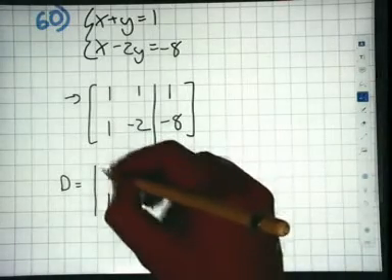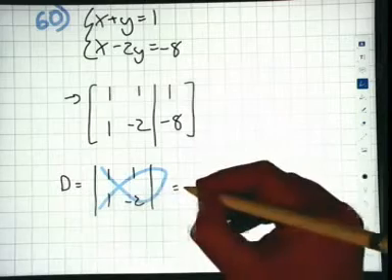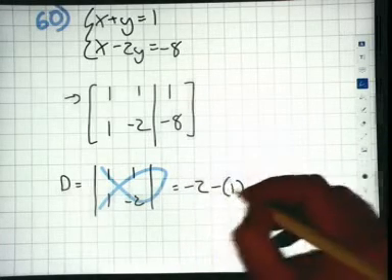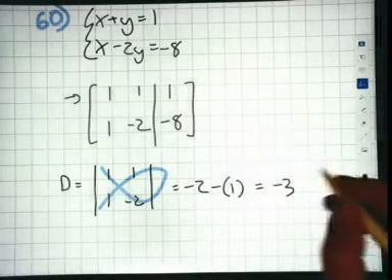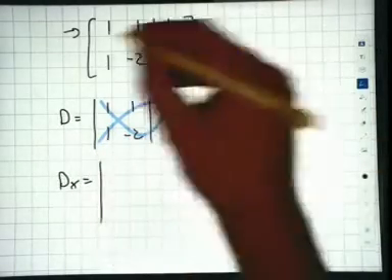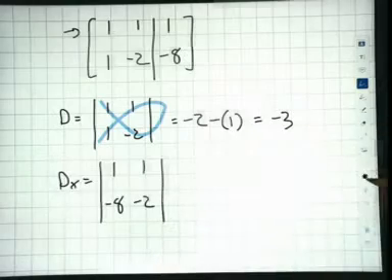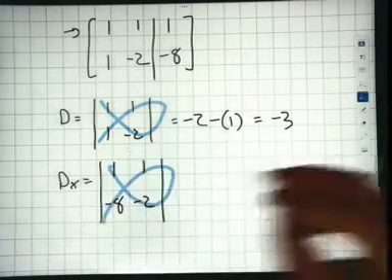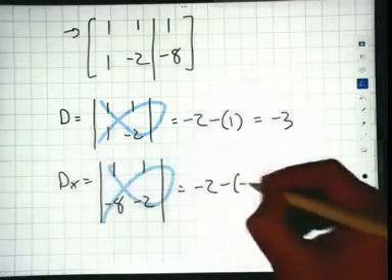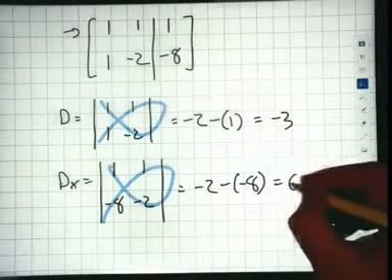Alright, so here's my little shorthand, because I don't want to switch colors. 1 times negative 2 is a negative 2 minus 1 times 1 is 1. So negative 2 minus 1 is equal to a negative 3. So that is D. Then Dx, we replace the column of our x's with our constants, so that's going to be 1, negative 8, 1, negative 2. So 1 times negative 2 is again a negative 2 minus a negative 8. So that's the same thing as 2 plus 8, which is equal to 6.